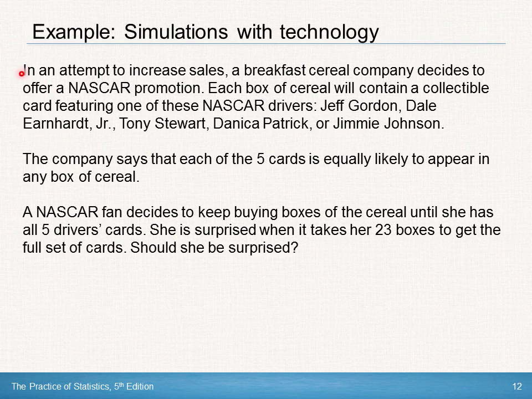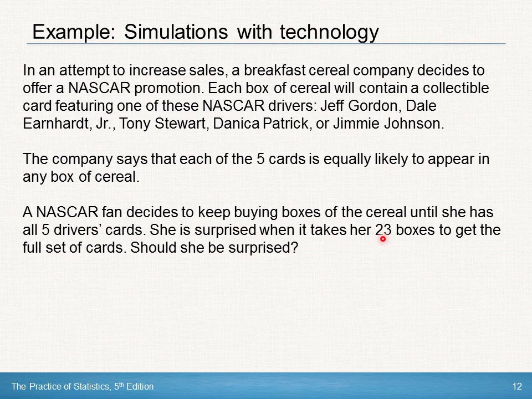All right, so let's just take a look at a quick example. In an attempt to increase sales, a breakfast cereal company decides to offer a NASCAR promotion. Each box of cereal will contain a collectible card featuring Jeff Gordon, Dale Earnhardt Jr., Tony Stewart, Danica Patrick, or Jimmy Johnson. Don't you remember when you were a kid getting your box of cereal and seeing what kind of toy was inside? I remember that was exciting. So the company says that each of the 5 cars is equally likely to appear in any box of cereal. So basically you have a 1/5 chance of getting Jeff Gordon, 1/5 of getting Dale Earnhardt Jr., 1/5 Tony Stewart, 1/5 Danica Patrick, 1/5 Jimmy Johnson. So a NASCAR driver fan keeps on buying boxes of cereal until she gets all 5 drivers' cards.